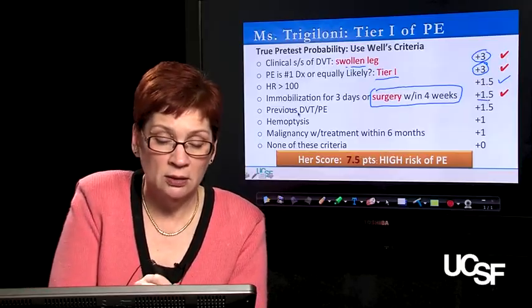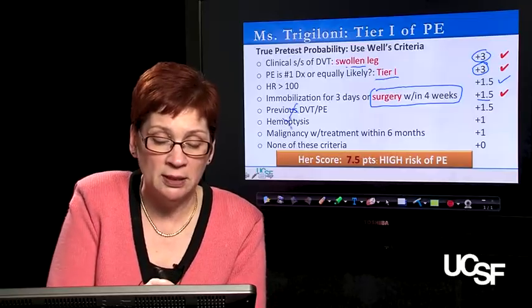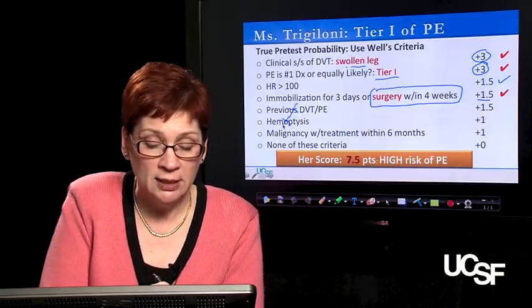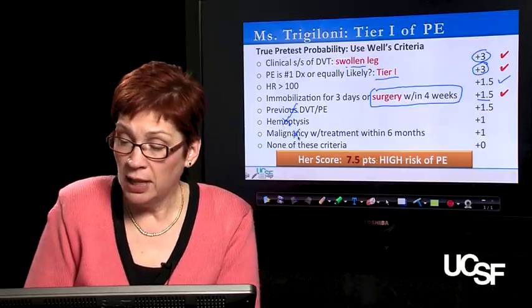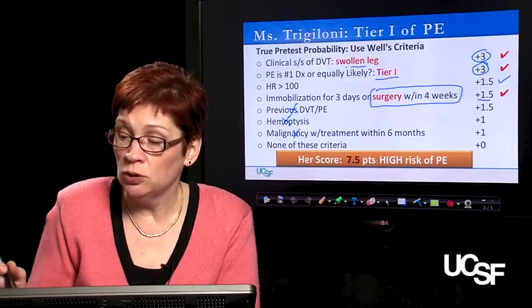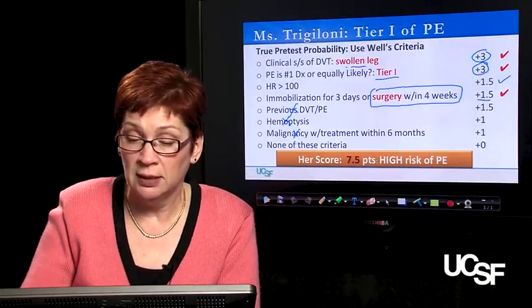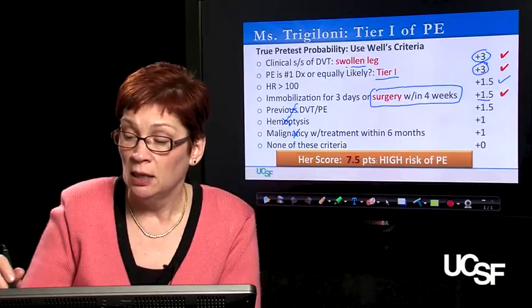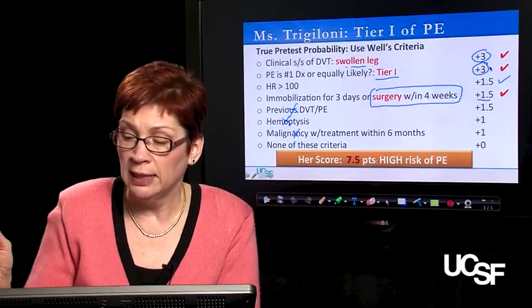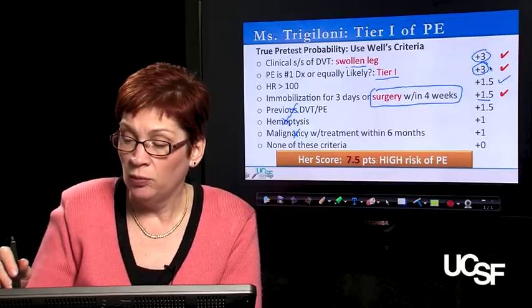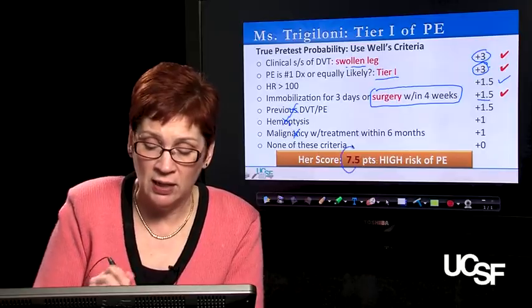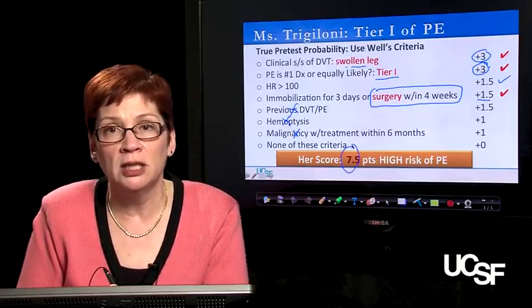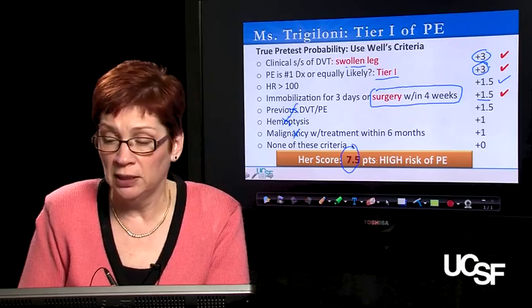She has no prior history of DVT. She has no hemoptysis or coughing up blood, and she doesn't have malignancy with treatment within the last 6 months. So if we were to add up what we know to be true, we give her 3 points for clinical signs and symptoms of DVT, 3 points for pulmonary embolus as a likely diagnosis, 1.5 points for surgery within 4 weeks, and that gives her 7.5 points. And on the Wells criteria, that puts her at high risk of pulmonary embolus.